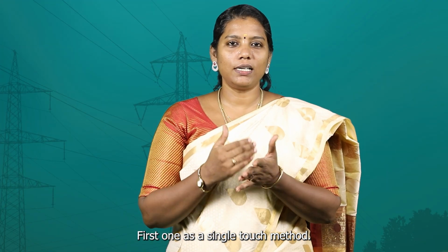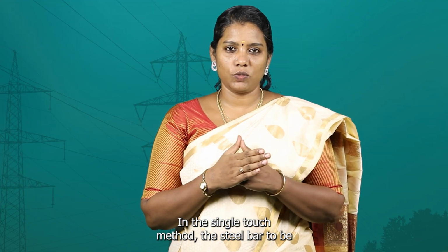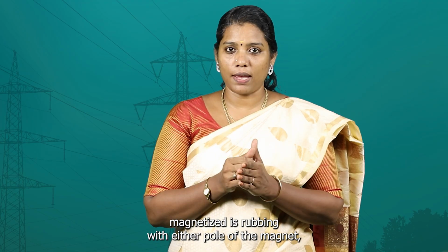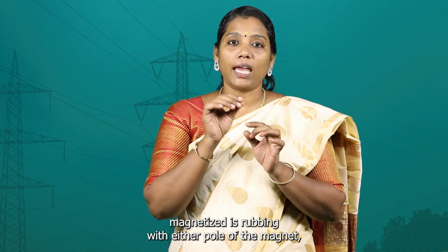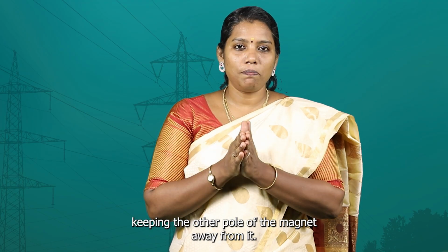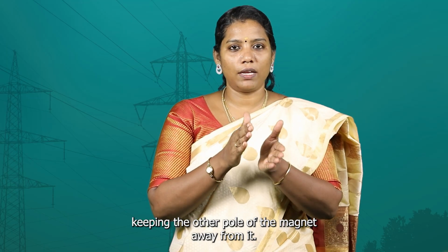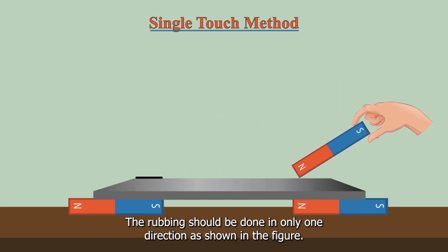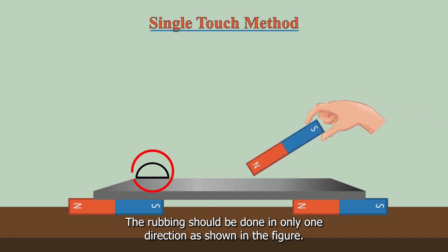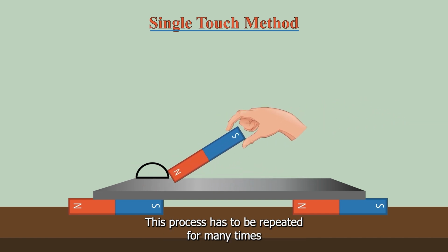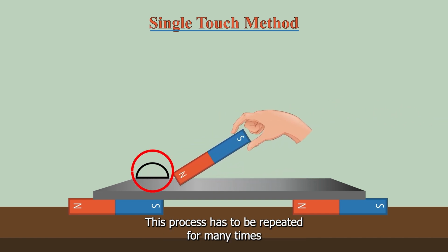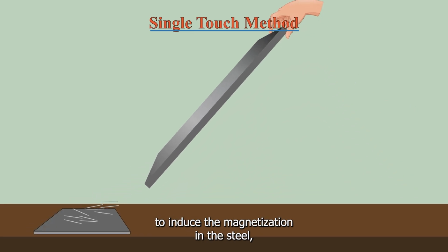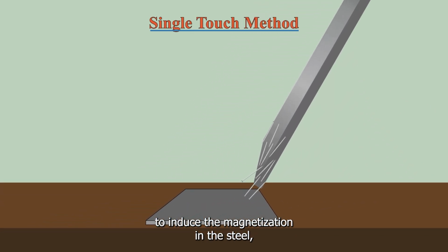First one is single touch method. In the single touch method, the steel bar to be magnetized is rubbed with either pole of the magnet, keeping the other pole of the magnet away from it. In the single touch method, the rubbing should be done in only one direction as shown in the figure. This process has to be repeated many times to induce magnetization in the steel bar.